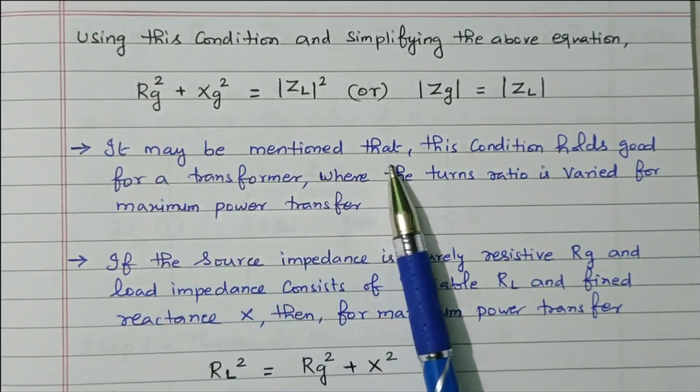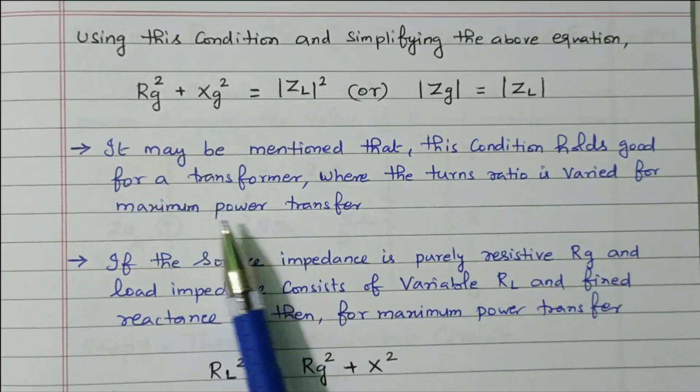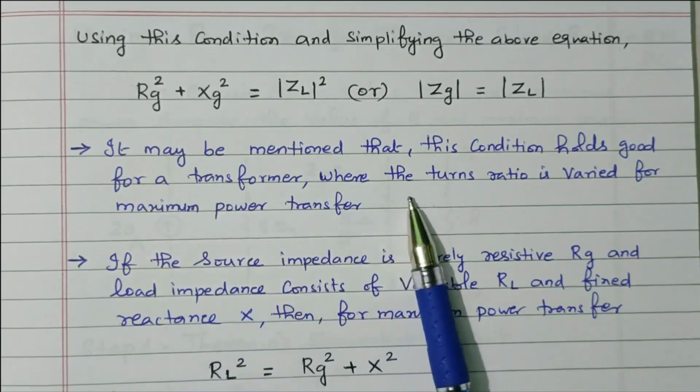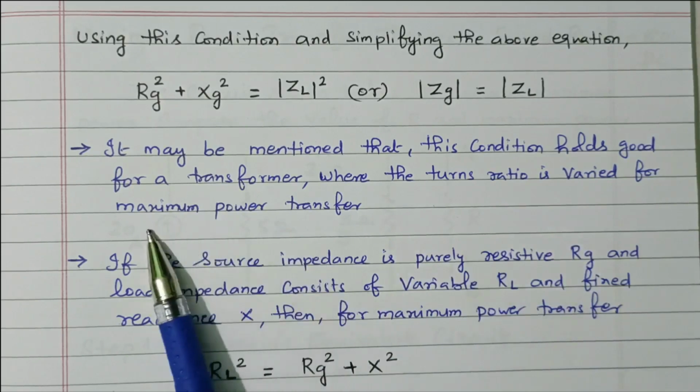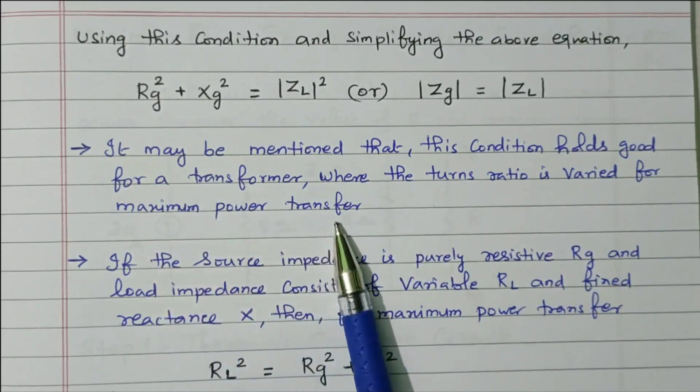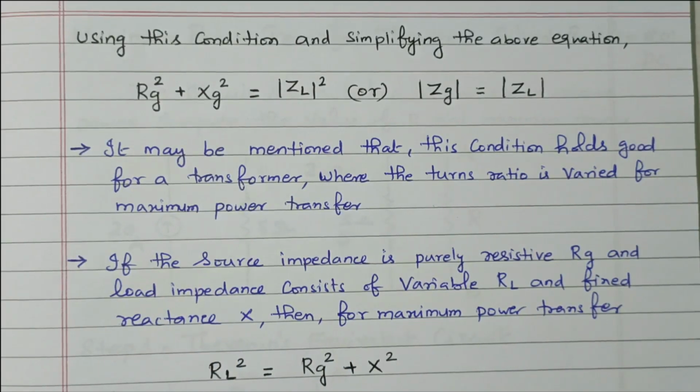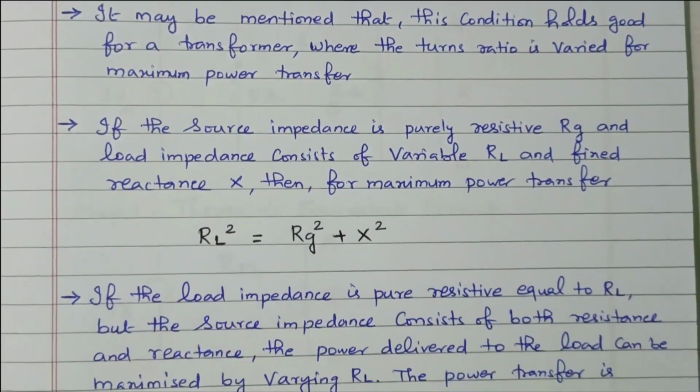It may be mentioned that this condition holds good for a transformer where the turns ratio is varied for the maximum power transfer theorem. So it is applicable for the transformer also, right? We will go for some more details.